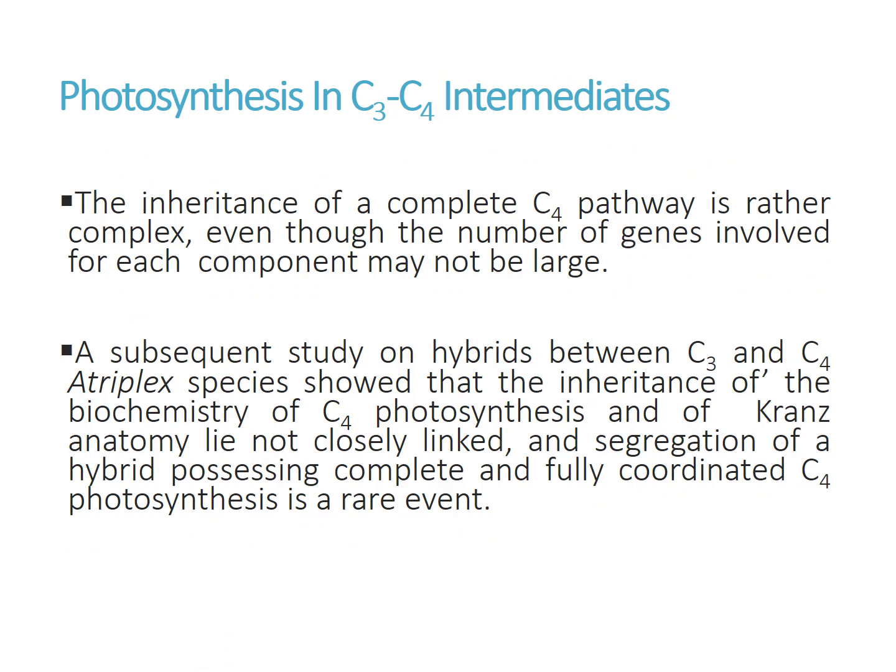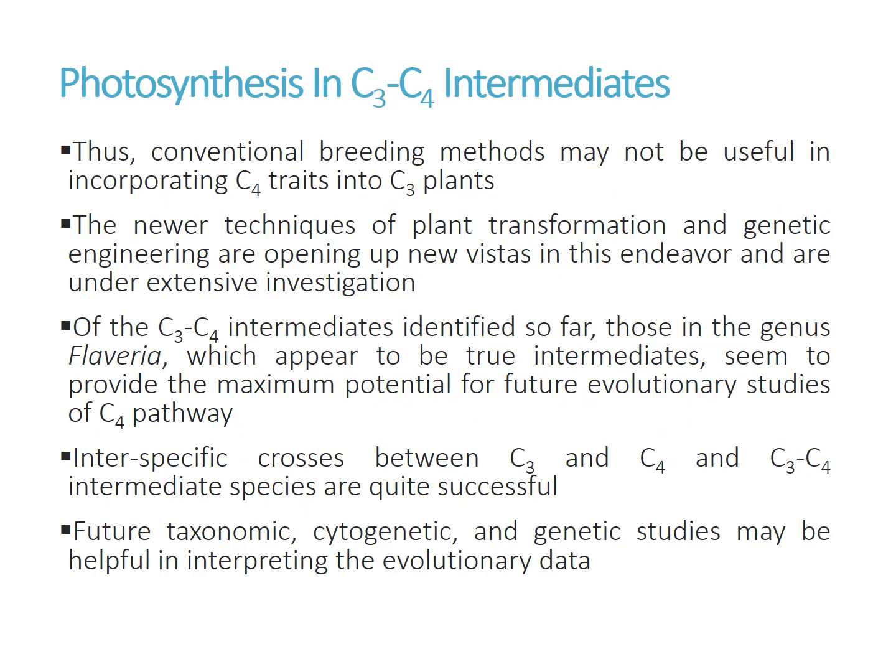The inheritance of a complete C4 pathway is rather complex, even though the number of genes involved for each component may not be large. A subsequent study on hybrids between C3 and C4 Atriplex species showed that the inheritance of the biochemistry of C4 photosynthesis and of Kranz anatomy are not closely linked, and segregation of a hybrid possessing complete and fully coordinated C4 photosynthesis is a rare event. Thus, conventional breeding methods may not be helpful in incorporating C4 traits into C3 plants.